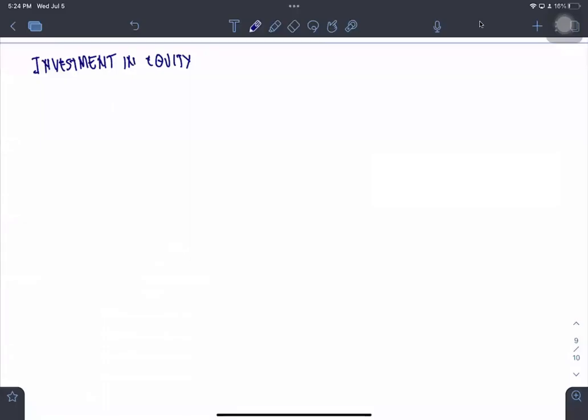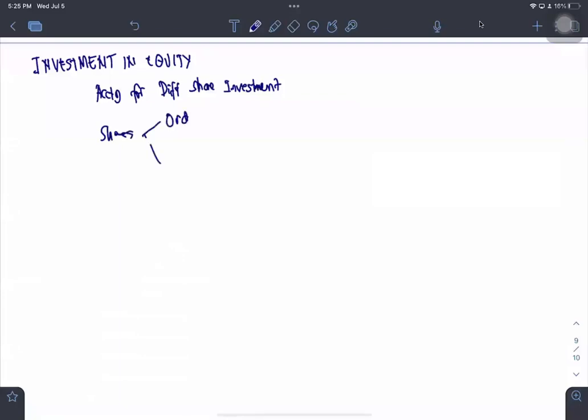So for investment in equity, we are to talk about the accounting for different share investments. Your shares can either be ordinary or common stock, or we also have preference shares. So ordinary shares or preference shares.